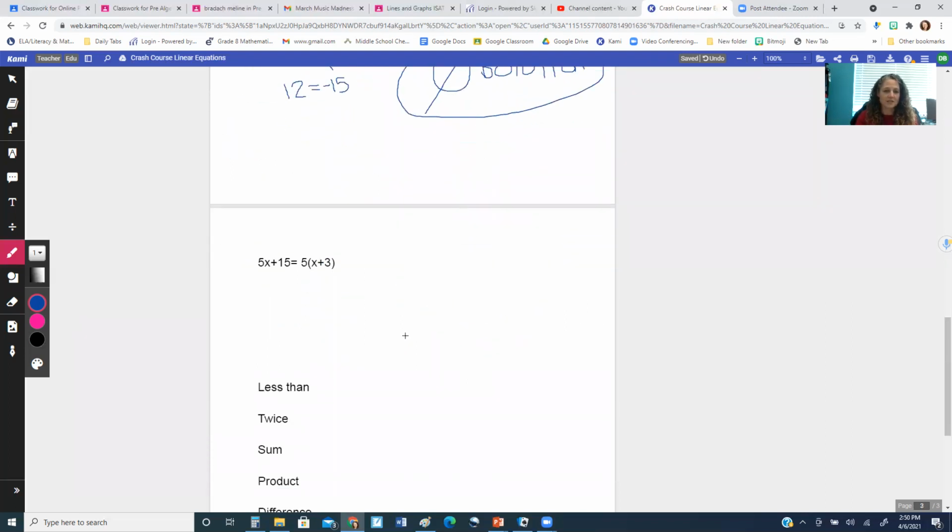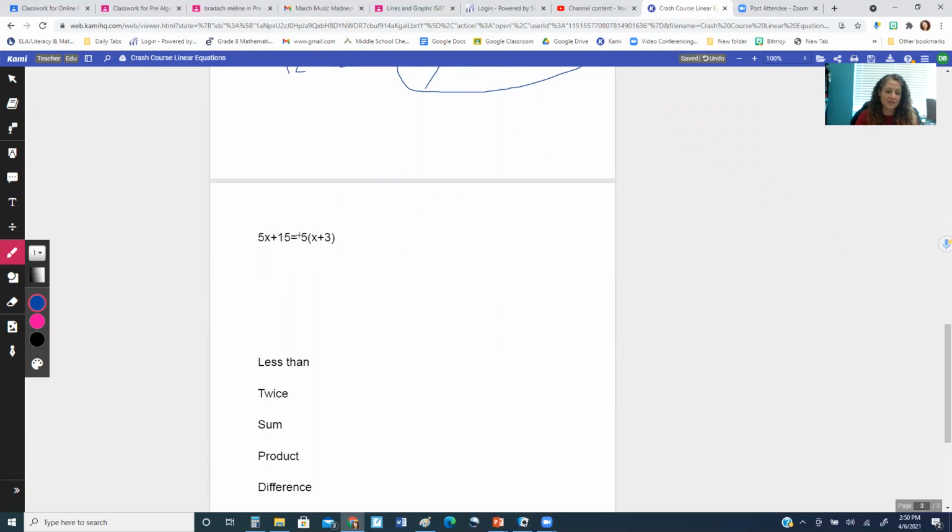Okay, let's do the next one. 5x plus 15 equals 5 times x plus 3. So once again, I've got to do some distributing, right? Let's distribute. We're good at distributing after all of this. So we have 5x plus 15 equals 5x plus 15. Let's get the x's together.